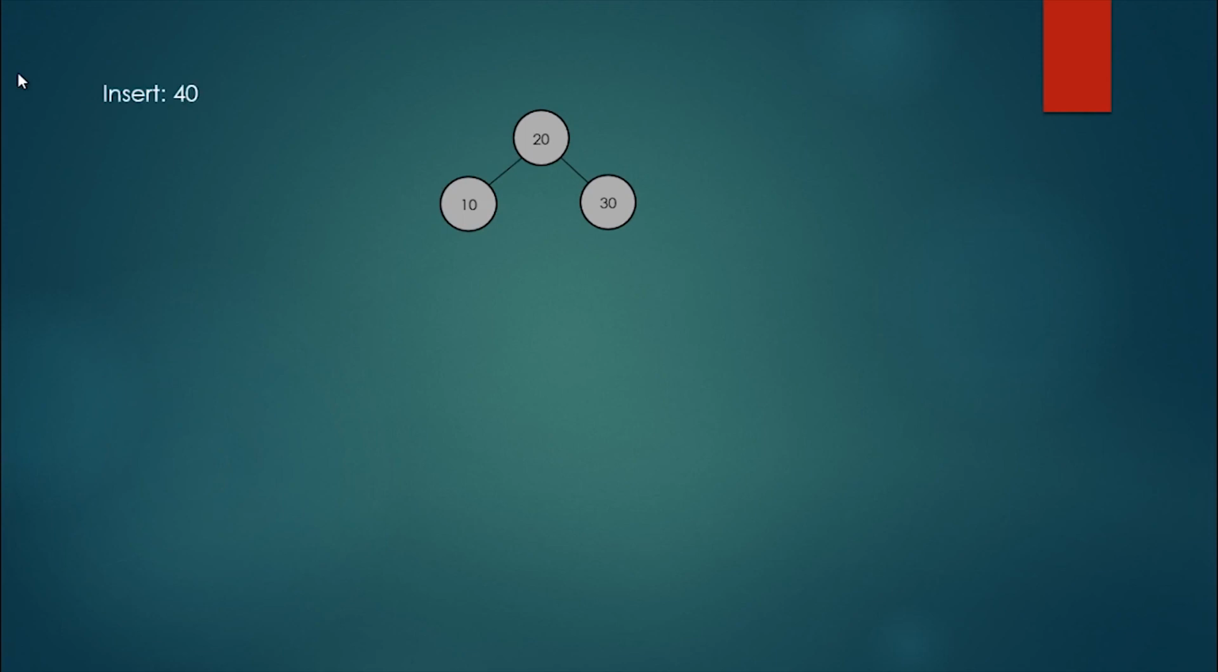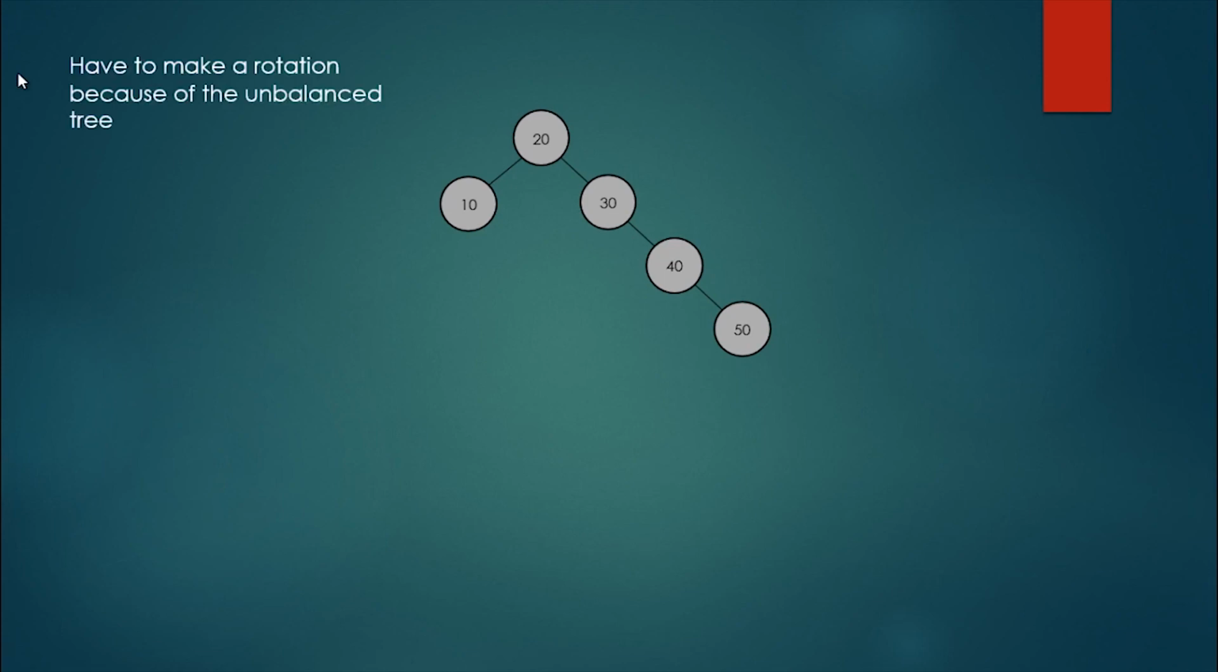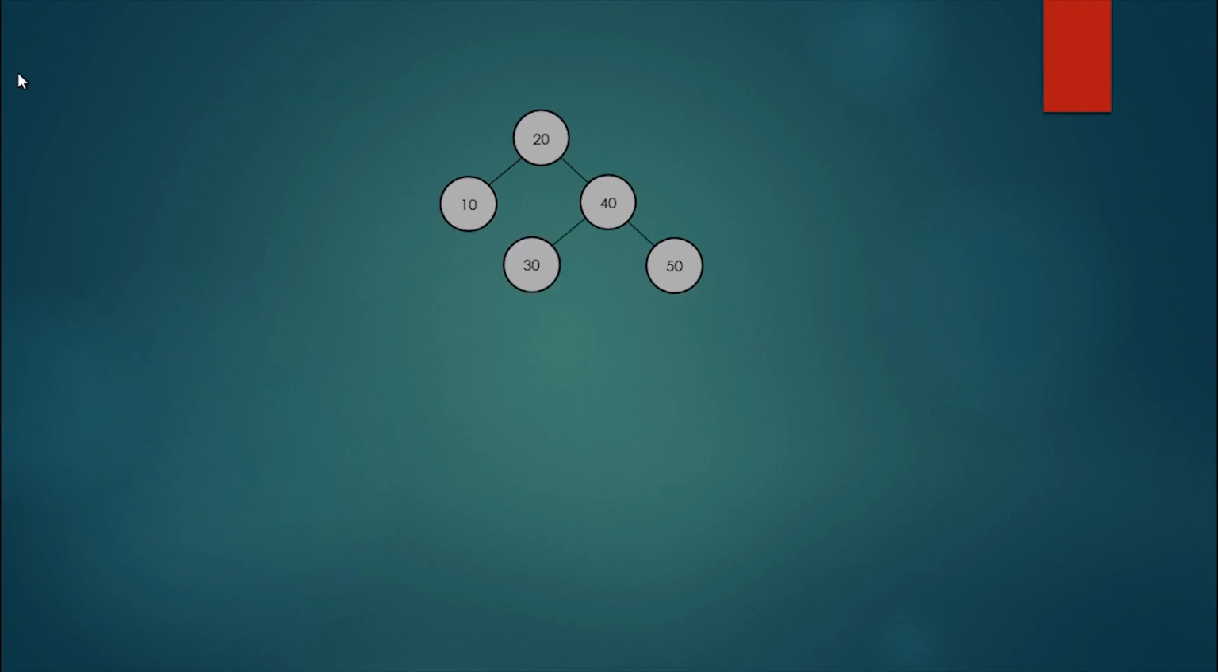Then we want to insert a 40. It's greater than 20, it's greater than 30, so it's going to be the right child of 30. We insert 50, it's greater than 20, it's greater than 30, it's greater than 40, so it's going to be the right child of 40. And we have to make a left rotation on 30, and it's going to make our tree balanced.